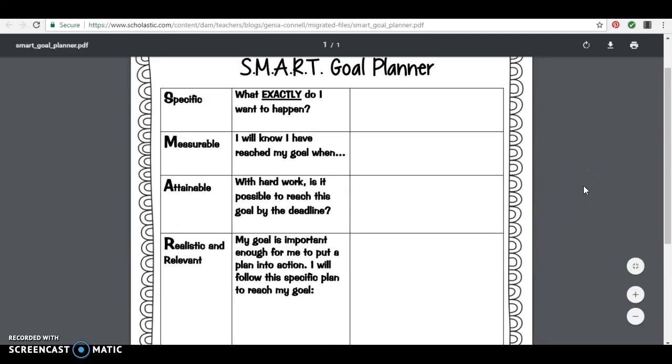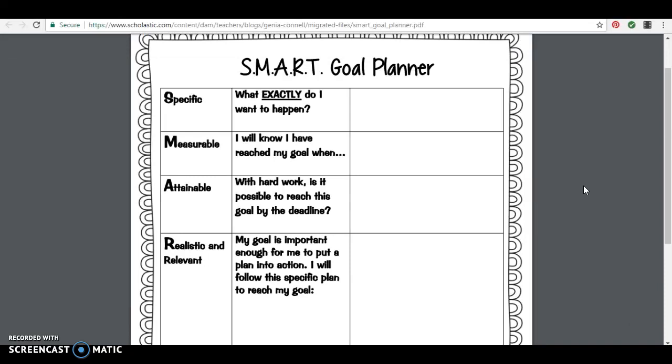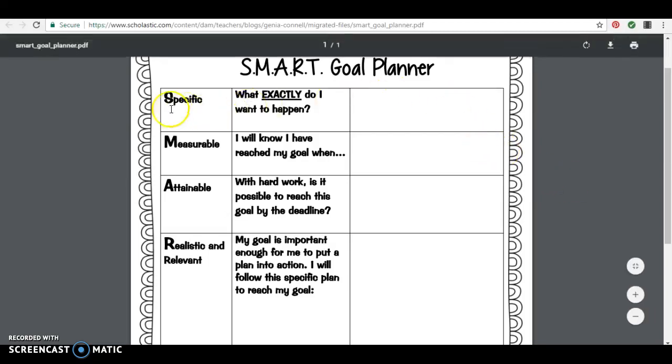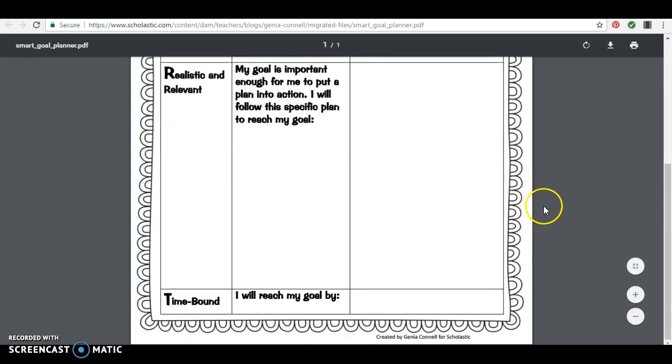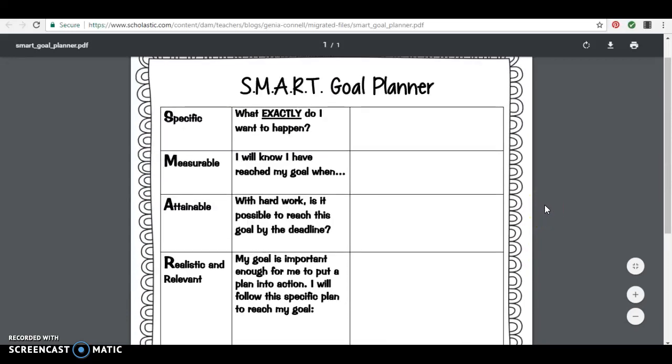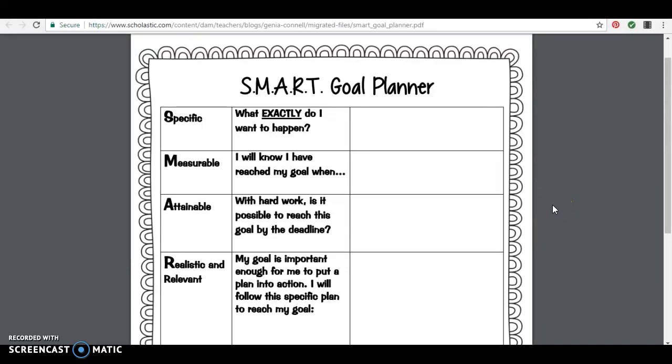Here is their SMART goal planner, and it allows the students to break down their goals of what they want to happen. It could be academic, character, behavioral, all these different things. And it allows them to break it down into specific, measurable, attainable, realistic and relevant, and time-bound. This allows students to think more thoroughly about their goal before they actually write it.